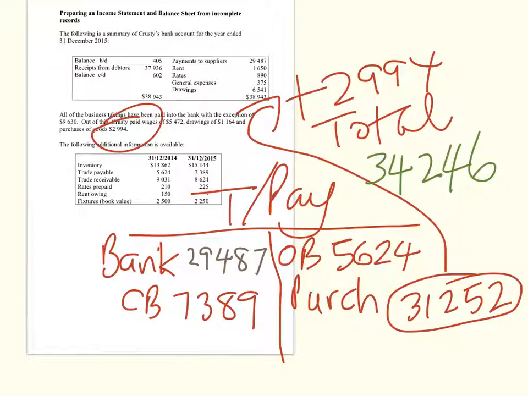So now we found sales, we found purchases, so we can find the gross profit, and on another video I will show you how to make some other adjustments to find some expense figures in order to calculate the net profit, and I'll also show you how to find the opening capital figure, which will enable you to do the balance sheet.